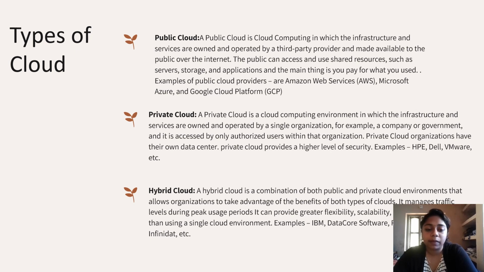Then next is the private cloud. A private cloud is a cloud computing environment in which the infrastructure and the services are owned and operated by a single organization. Then the next is the hybrid cloud. The hybrid cloud is a combination of public and private cloud.